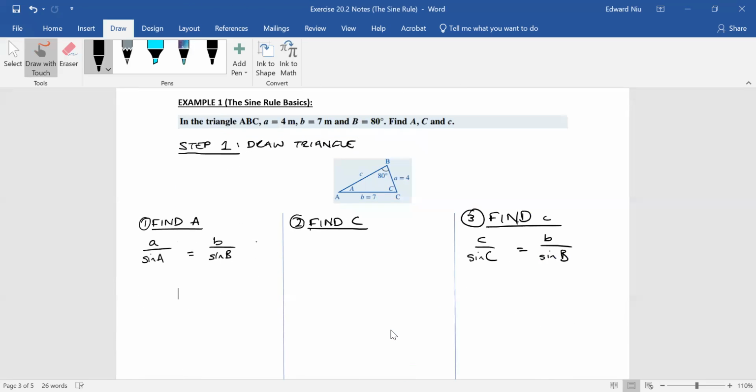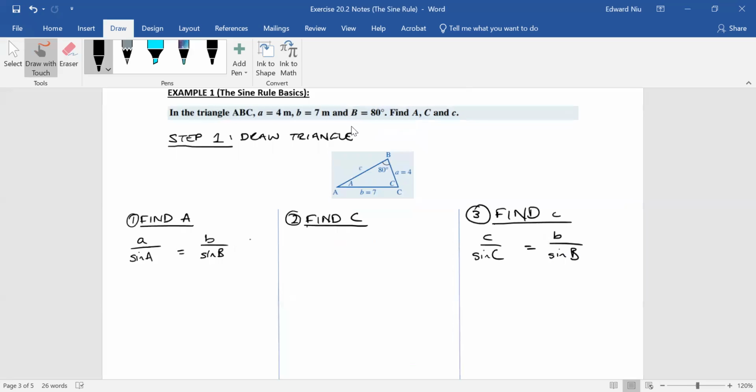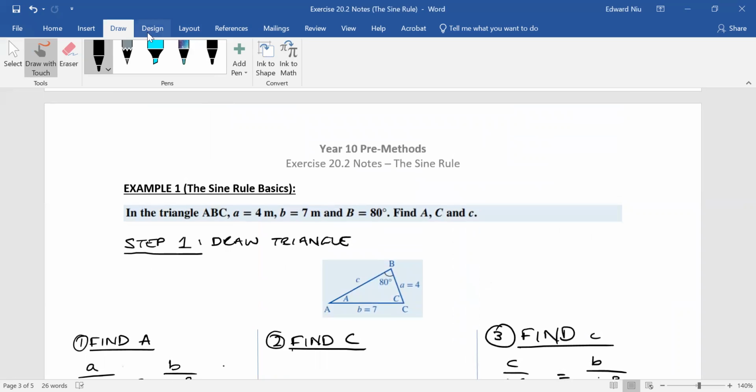All right, so here they ask us a question. In the triangle A, B, and C, where side length a, remember little a is the side length, so all the little letters are the side length, is 4 meters. Side length b is 7 meters, and then angle B is 80 degrees. Whenever you see information where there's a little b and a big B, they have to be opposite to each other, right? That's what we learned about the sine rule.